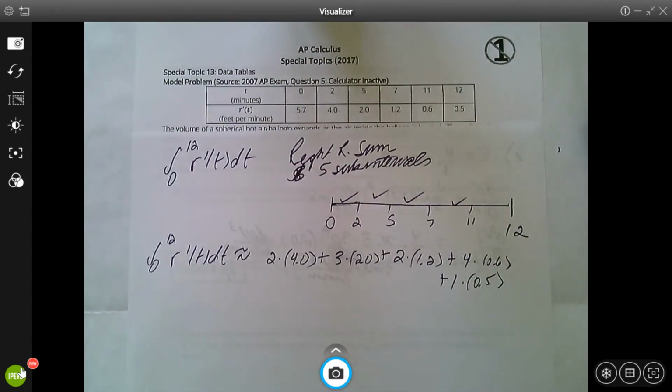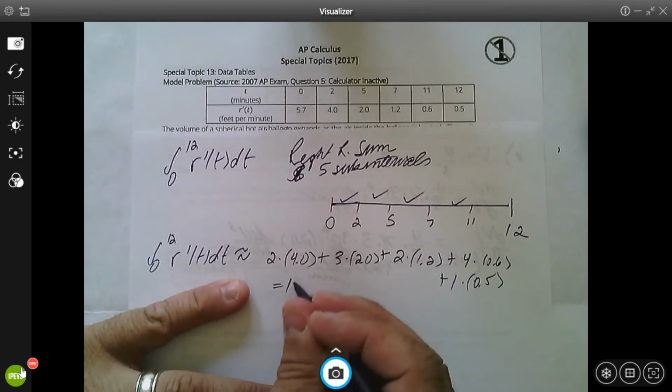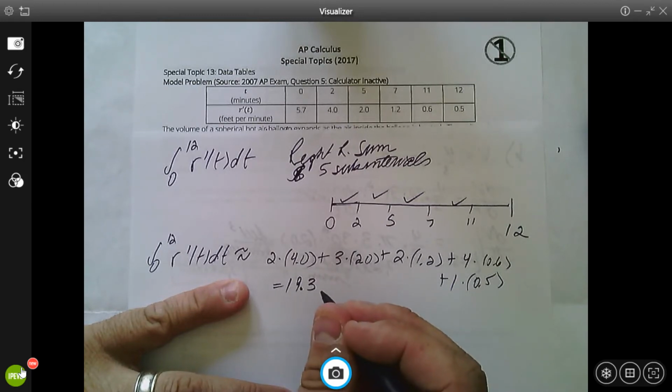This is a numerical value. There is no reason whatsoever for you to simplify. But if you did, that's going to be 19.3.